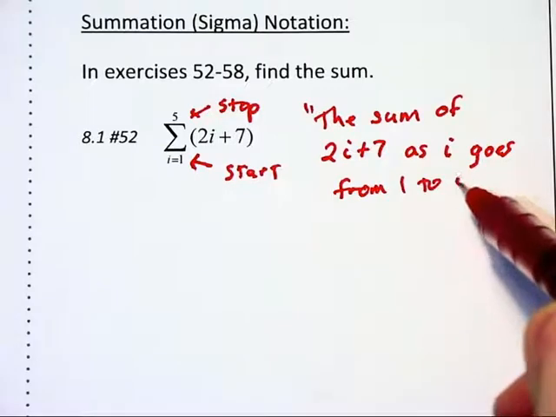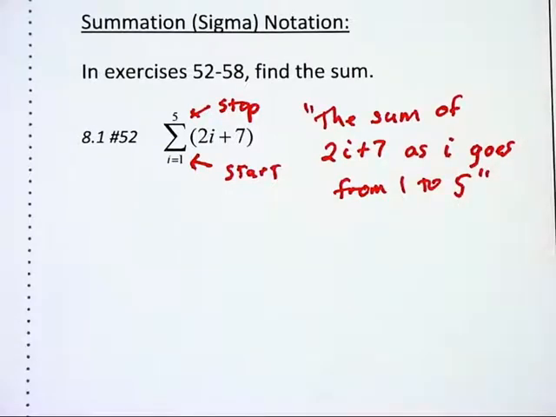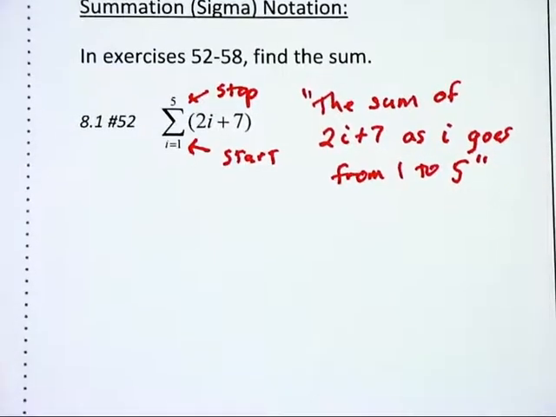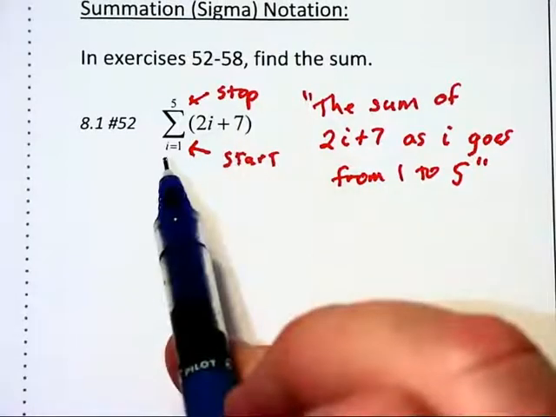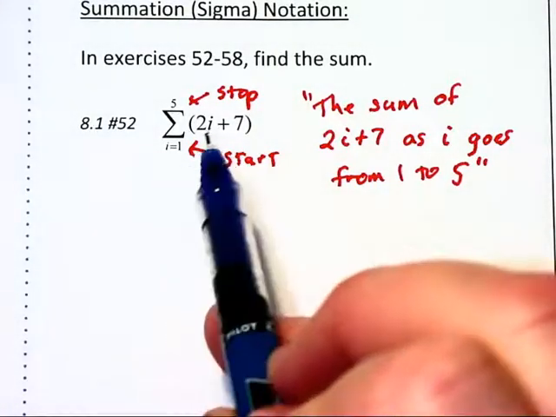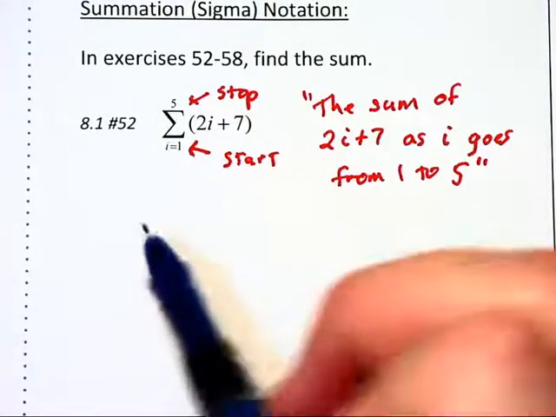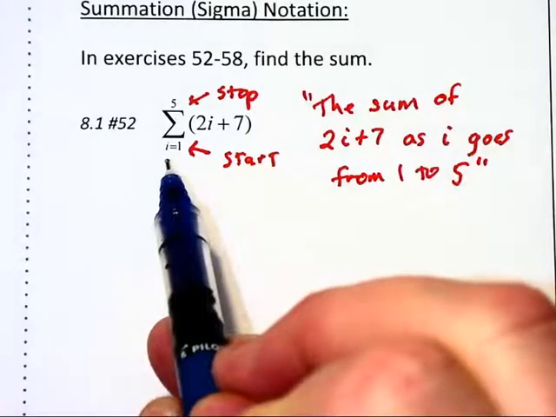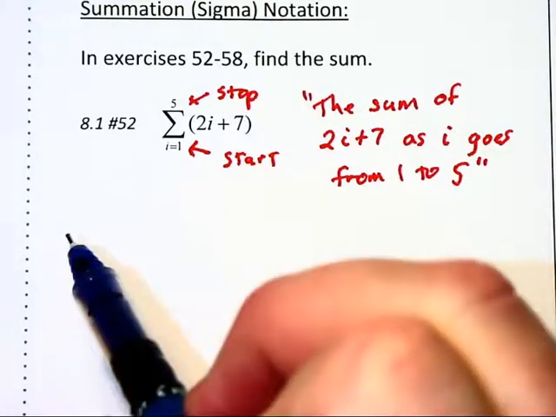Now this is usually pronounced as the sum of 2i plus 7 as i goes from 1 to 5. For those of you in computer science, this is like a for next loop. We're going to substitute in 1 first, then 2, then 3, then 4, and stop at 5. And then add, because this is a summation, all of the terms together.